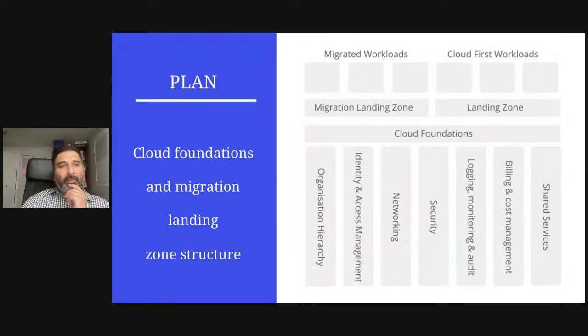Now, I want to double click quickly into the landing zone. Again, this is a huge topic, but when you're planning, you'll need to design and deploy your Google Cloud foundations and your migration landing zone. Basically, your Google Cloud foundations are your Google Cloud products and services on which you will build and deploy your workloads, right? Examples would be things like identity access management and your Google Cloud organization hierarchy. And then you also want to make sure that your migration builds on that.